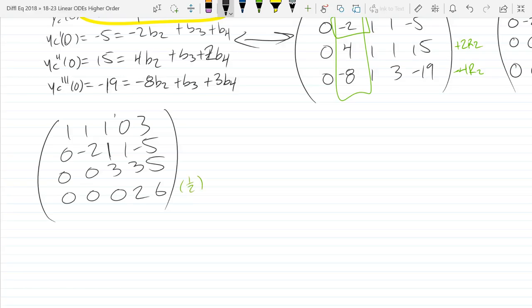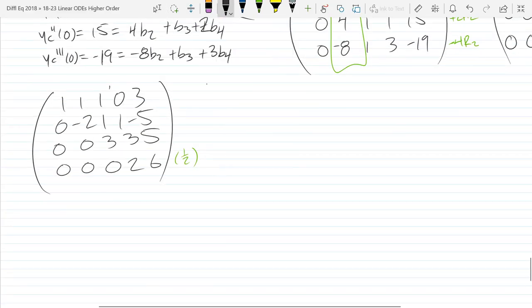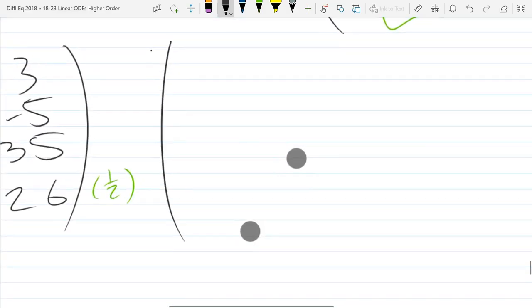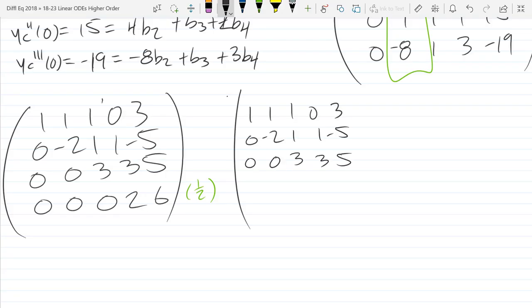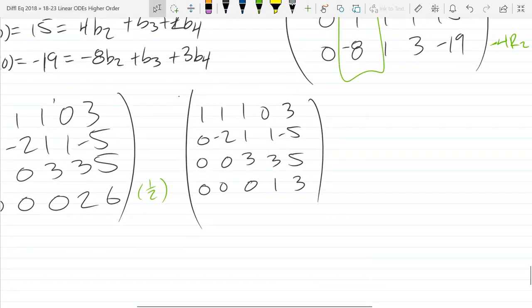Let's go with a 1/2 here. Well, I'm not going to have fractions. So I can already tell B4 is 3. That last row tells me the B4 coefficient is 3. But I'm not going to write that down until the very end.